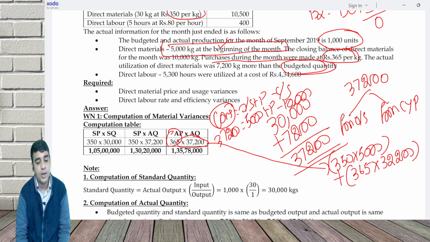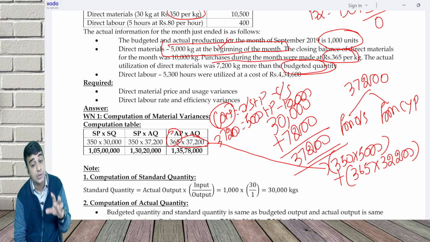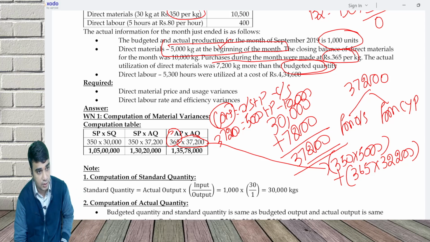The only logic of taking 37,200 all at 365 is if you assume the opening raw material was also purchased at 365 in the last month. I don't see that to be more logical. Clear? Any doubts on the material part? Any doubts on the material variance?